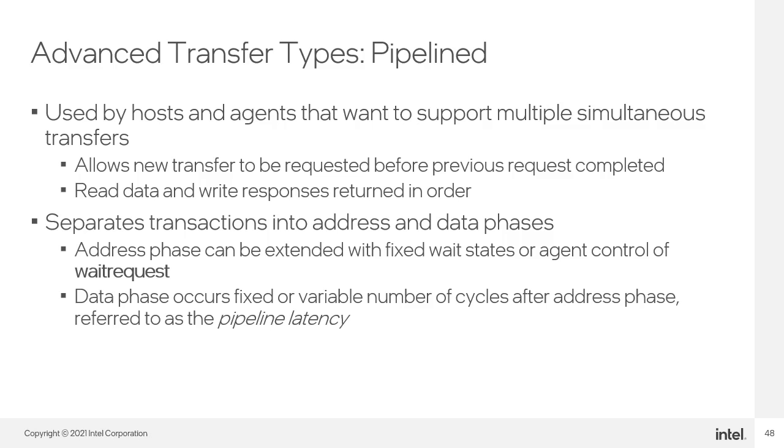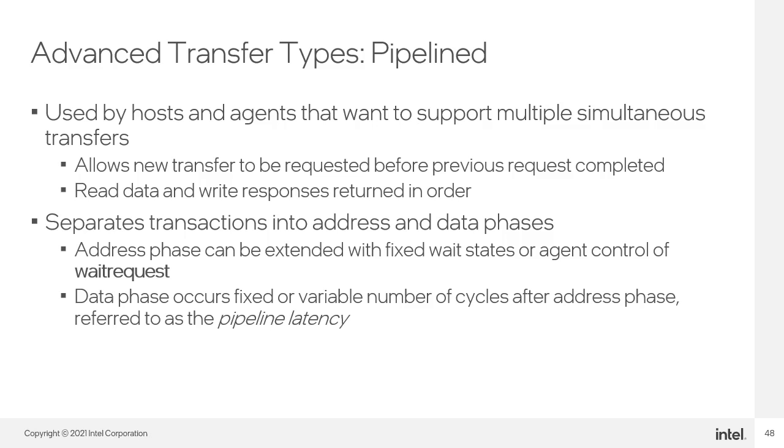The Avalon Memory Mapped standard supports some more advanced transfer types. Let's take a look at pipelined transfers. A pipelined transfer is a method of having multiple data transfers occur simultaneously to improve system performance. A new command is issued by the host before the results of a prior command are returned. Avalon only supports in-order pipelined transfers. The data for each read or response for a write must return in the same order the commands were issued.